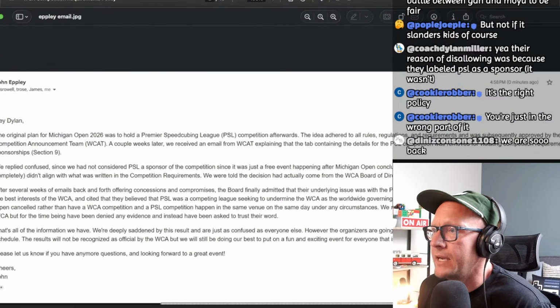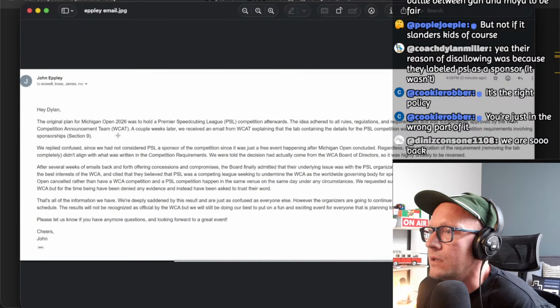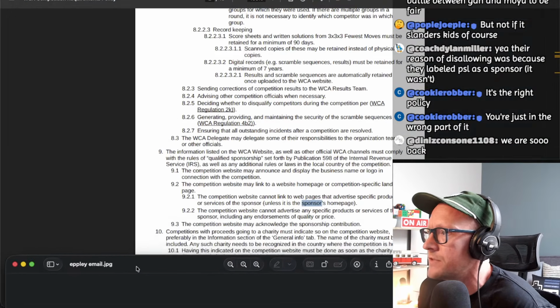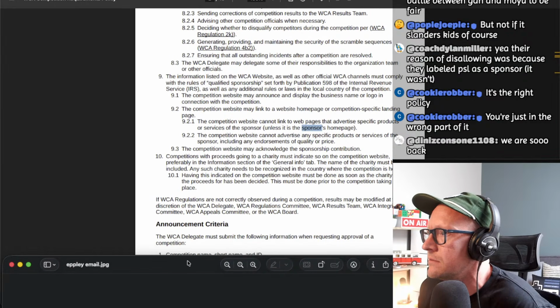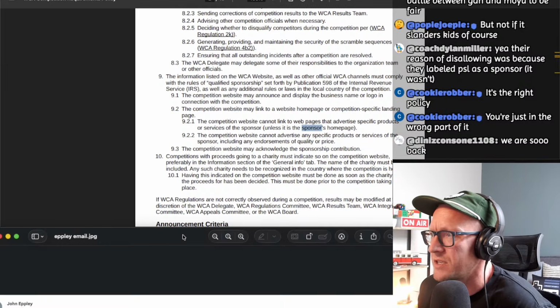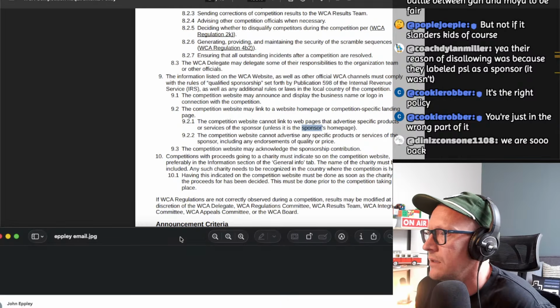The original plan for Michigan Open was to hold a Premier Speedcubing League competition afterwards. It was, okay, so it was removed specifically for violating competition requirements involving sponsorships. I'm not sure which part of Section 9 it violated. The competition website cannot link to web pages that advertise specific products or services of the sponsor, unless it is the sponsor's homepage. I don't know what the link was, so I can't talk to that. The competition website cannot advertise any specific products or services of the sponsor, including any endorsements of quality or price.